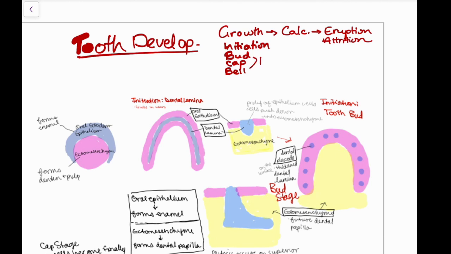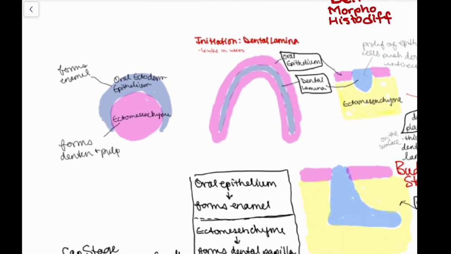Those are the proliferating stages. Then we get the morpho and histodifferentiation that occurs. And then all of that will go into the calcification and then finally eruption. So the main part is to remember the bud, cap, bell stage and then our dental lamina stage. So let's start. Initiation or the dental lamina occurs around 6 weeks in utero.